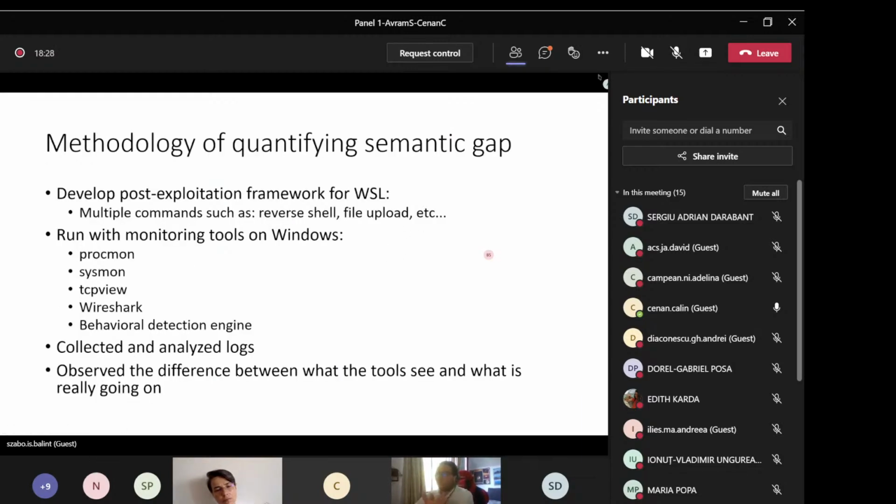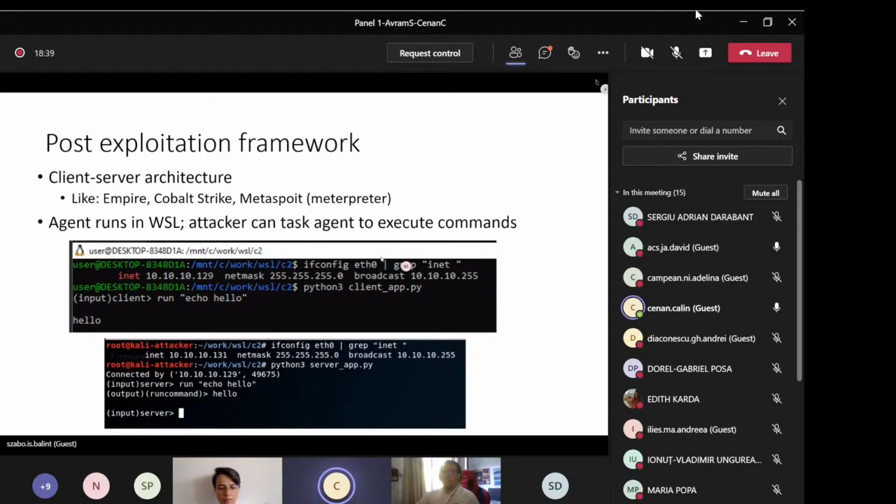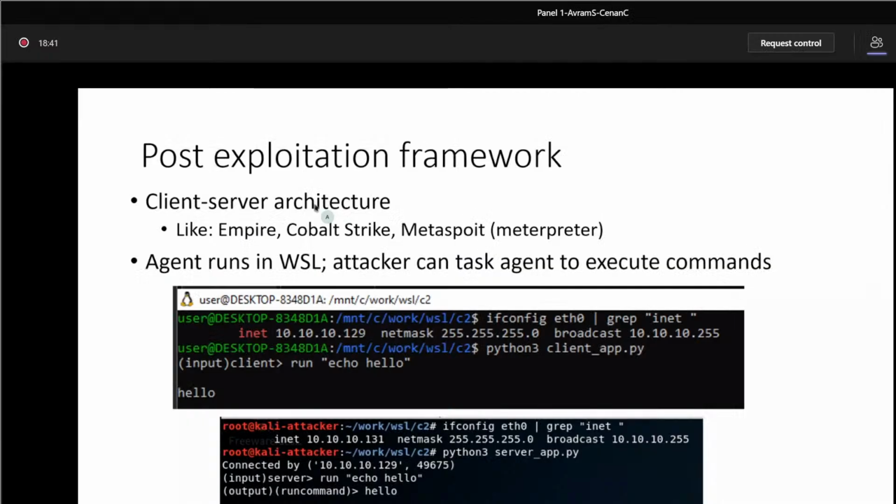So we ran the commands from our post-exploitation framework with the monitoring tools active. We collected and analyzed logs, and we observed the difference between what the tools see and what is really going on. The post-exploitation framework that we built is very similar to existing post-exploitation frameworks, but it is tailored for WSL. It has a client-server architecture, meaning that an agent is running inside the victim's WSL distribution, and an attacker can task this agent to execute commands.